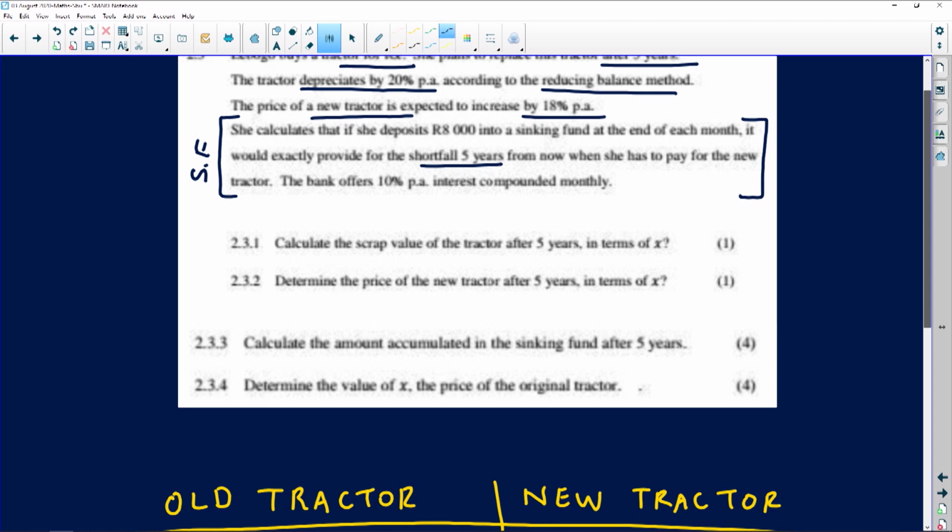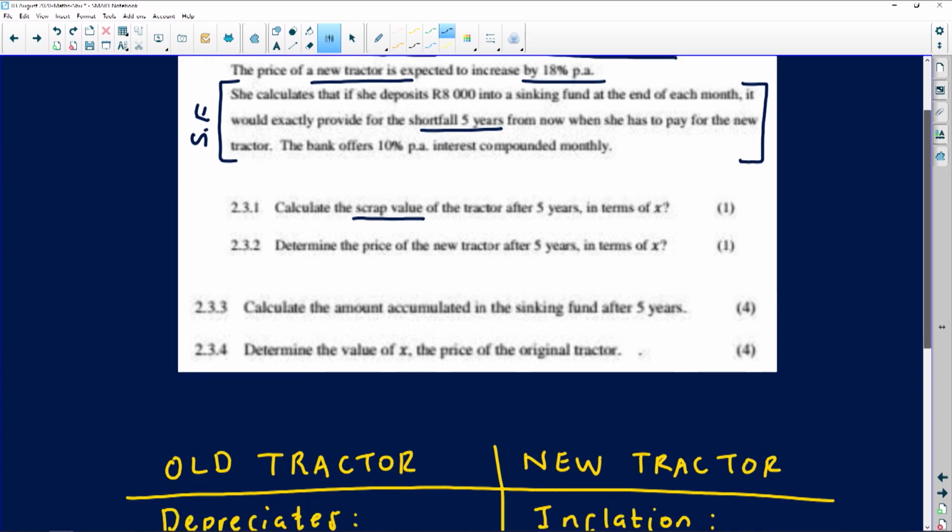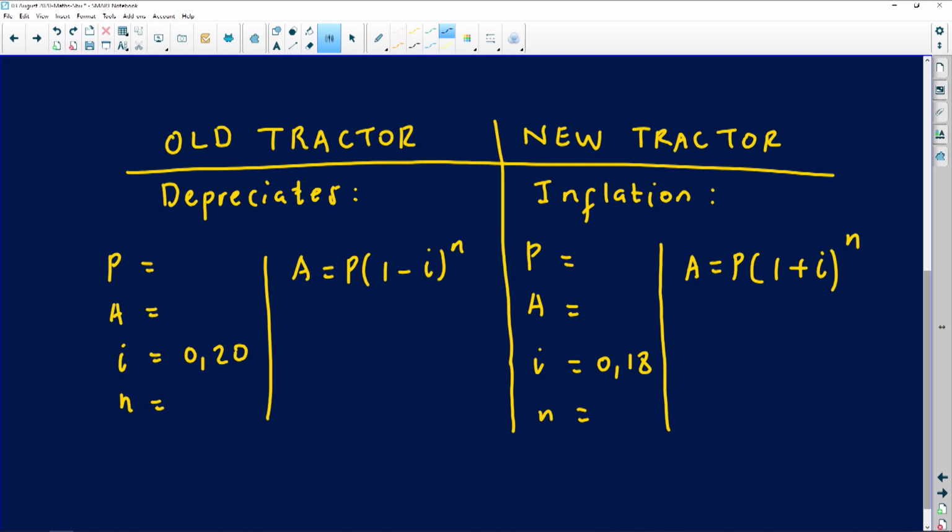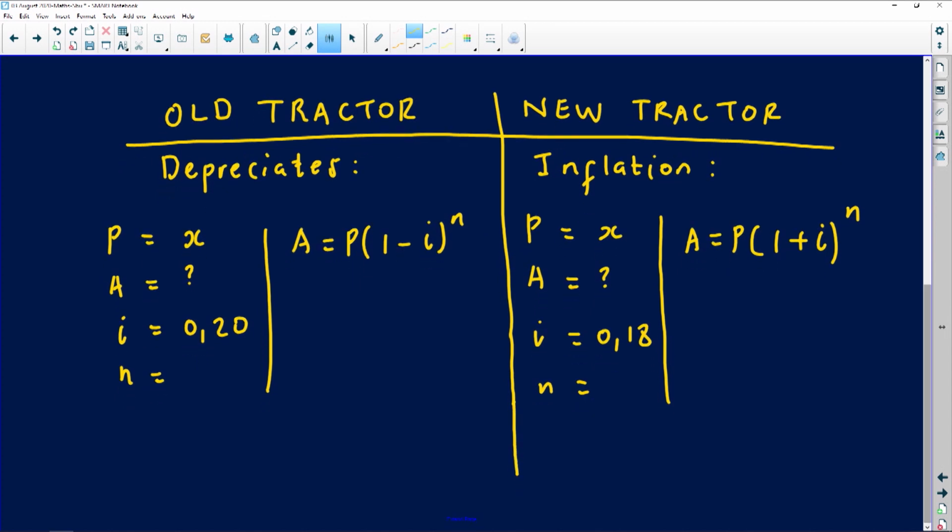Okay, the first question says we need to calculate the scrap value of the tractor after 5 years in terms of X. Okay, we don't know what the original price of the item is. We were told that it's X, so I'm going to put X on both those two P values. We are looking for the values later. They said scrap value. So scrap value is obviously the value of the item after it has depreciated. So we are on the left of our table of old versus new, right?